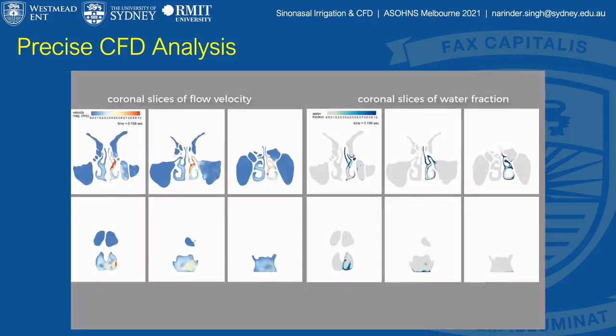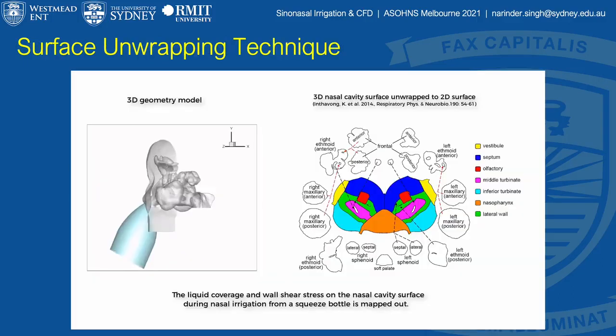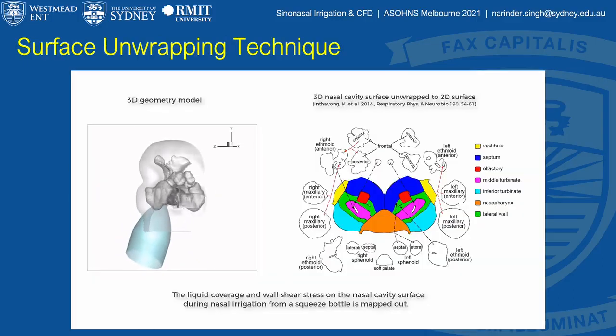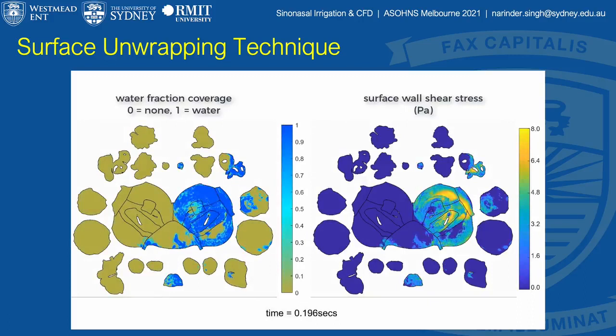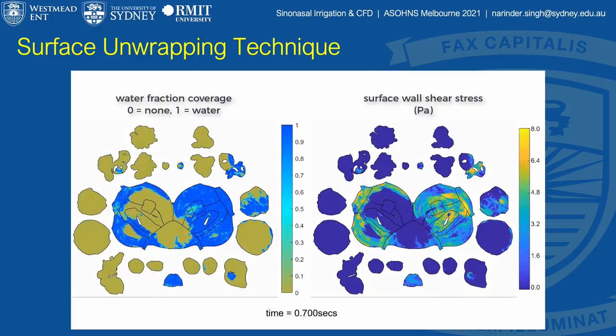From the same dataset, we can create detailed analysis of velocity and volume. Here we are seeing coronal slices, but we can also show images in sagittal, axial, and any other plane from the same data. We also developed a novel method of unwrapping the 3D mucosal surfaces of the sinonasal cavity onto a two-dimensional representation to show precise information in an unobstructed overall view.